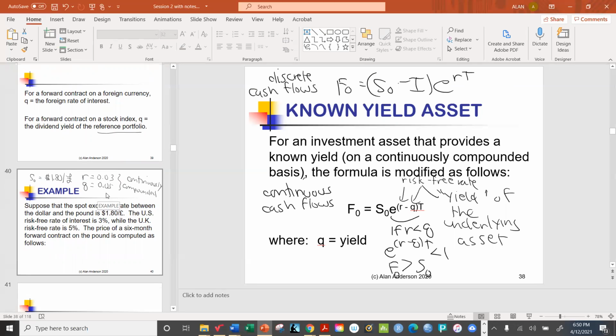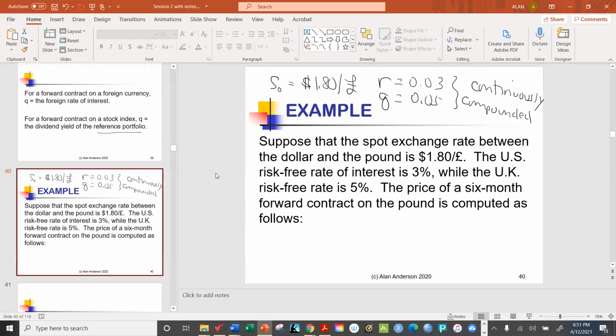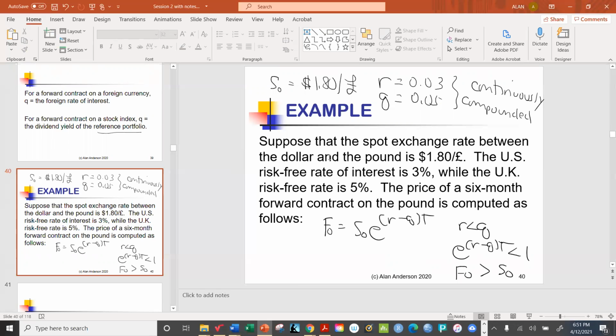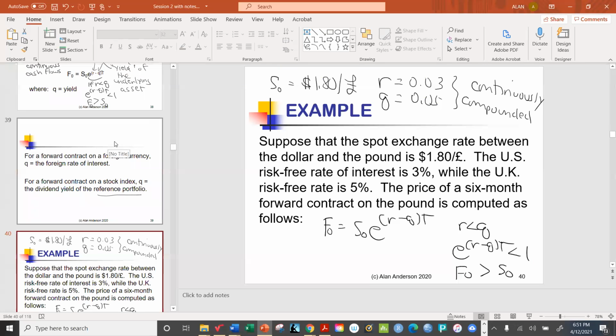Now, I see in the next example, the same exact thing is going to happen. So that's good that this happened. In our example here, we're going to assume that the spot exchange rate between the dollar and the pound is $1.80, which of course is not the case. I think it's about $1.40 right now, but let's just say that it's $1.80. The US risk-free rate of interest is 3%, and the UK risk-free rate is 5%. So you can see that based on our formula, R is in fact less than Q, so that e to the (R minus Q)T will be less than 1, and therefore F0 will be greater than S0, which is not that unusual. I mean, it happens. All right, so here are our numbers, 3%, 5%. It's a 6-month forward contract, which means that T is defined as half a year or 0.5.